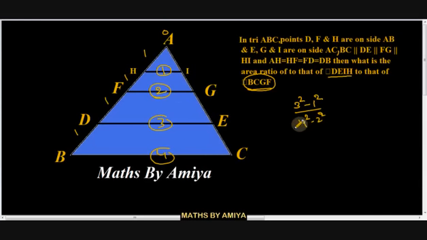I am again repeating, I am not writing the exact values but the ratio. For the 3 square minus 1 square is 8, for this is 12. So the area ratio or the required ratio is 2 is to 3. I hope it is clear.